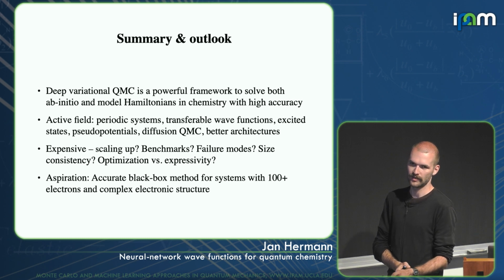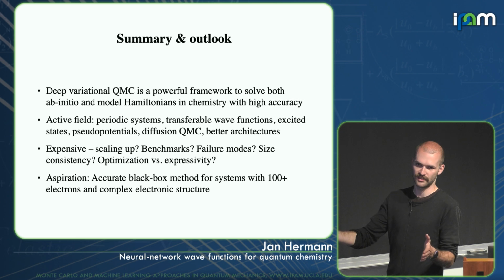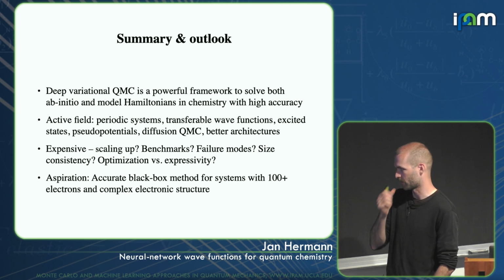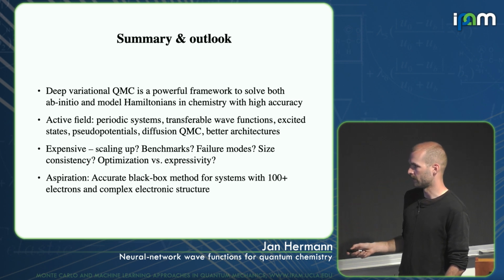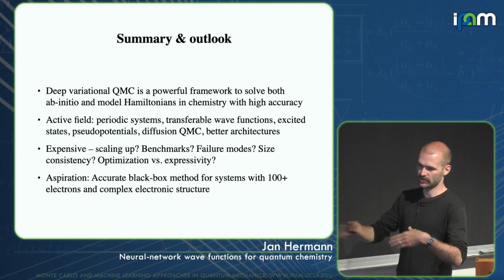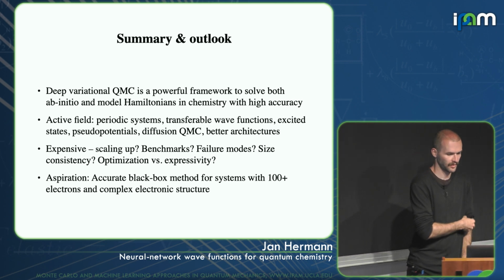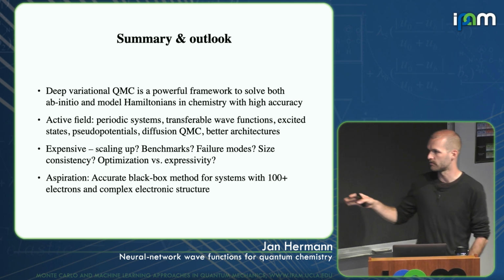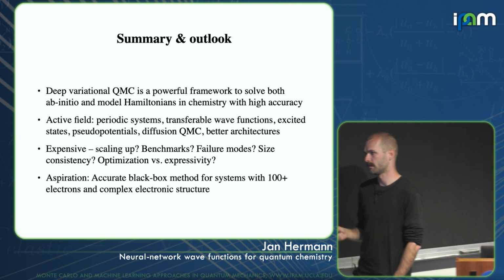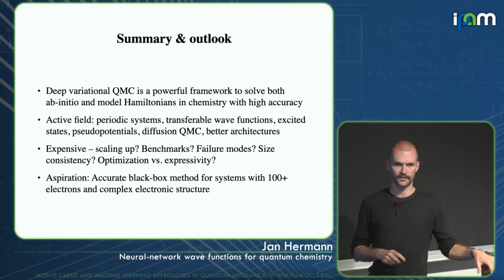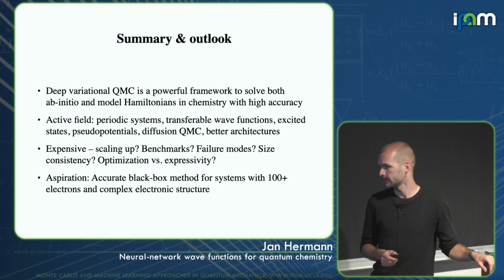It simply must be that if you use a constant size neural network, then of course it can't describe arbitrarily large systems with the same accuracy. And there is still very little understanding about whether the limitations of the methods are in the way you optimize the ansatz or in its expressivity. But what I hope in the long term this could lead to is a black box, very accurate method for systems with 100+ electrons. That would be good for systems with complex electronic structure, thinking of small transition metal complexes and things like that. That's it. Thanks for listening.